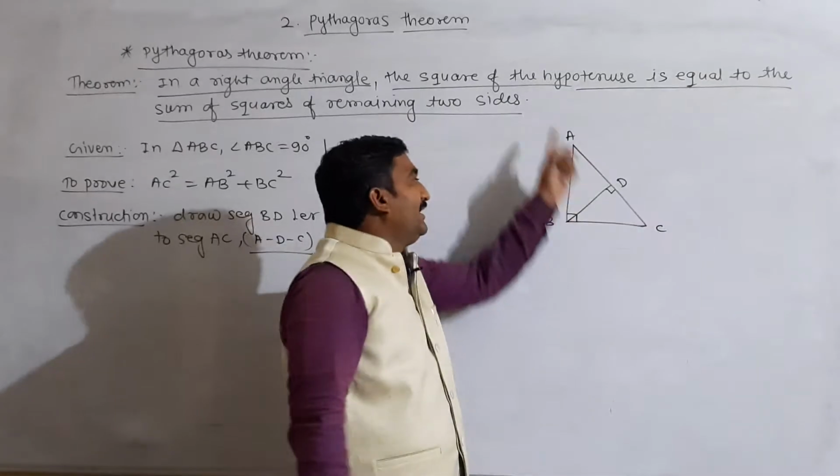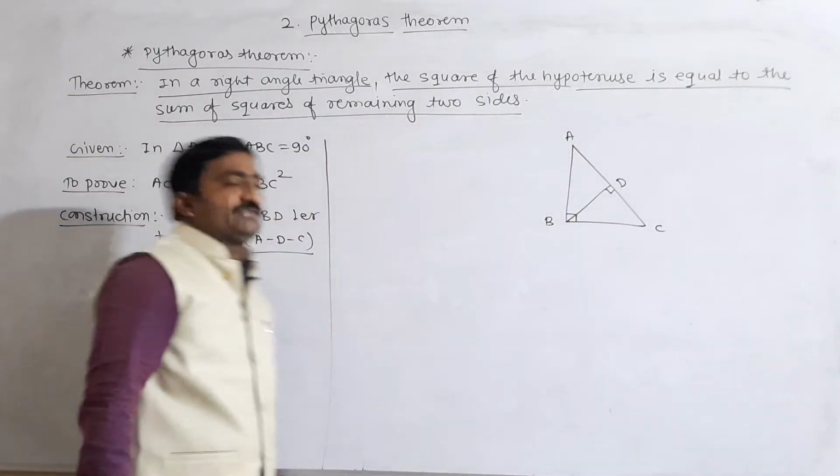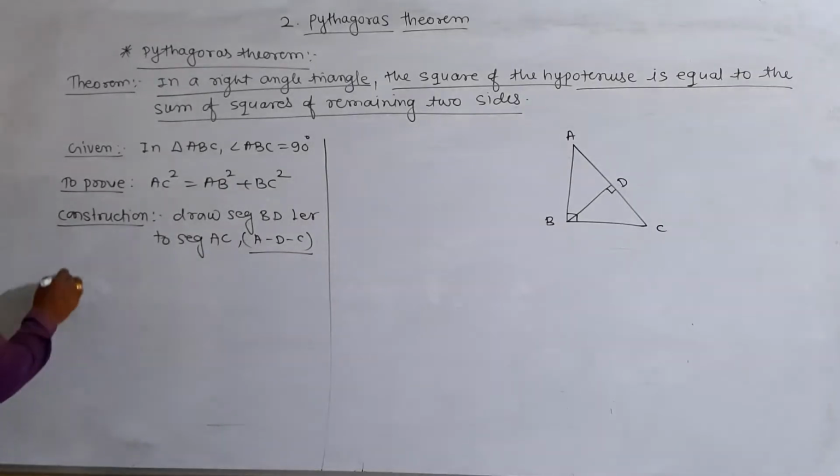Then here the construction is that draw segment BD perpendicular to segment AC, and A, D, C are collinear. Here we can draw segment BD perpendicular to segment AC. And then we have to prove here.